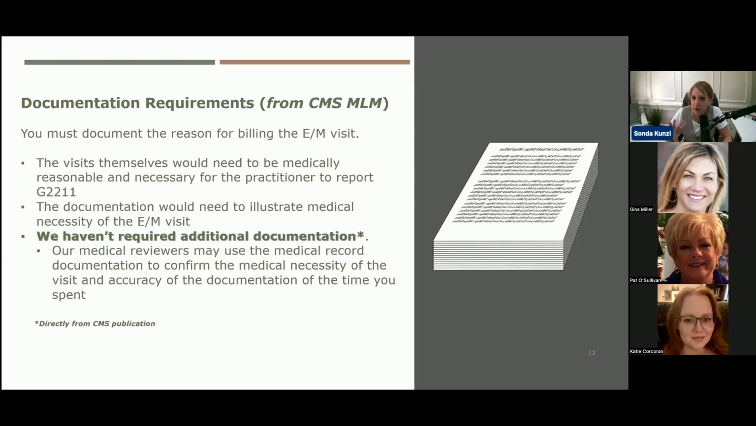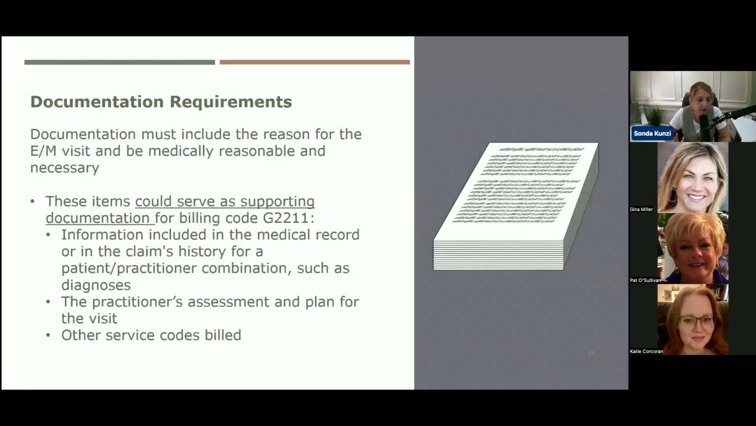So they're saying our medical reviewers, and they're putting this out there already. So when you see this, our medical reviewers may use the medical record documentation to confirm medical necessity and the accuracy of the documentation, the time you spent. They're just talking about, if the documentation is there, you're going to be fine. How will we look at that? We might look at records. They go a little bit further, right? So I think we need to look at that too.